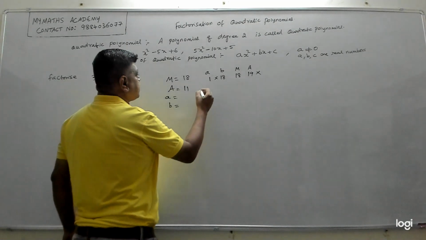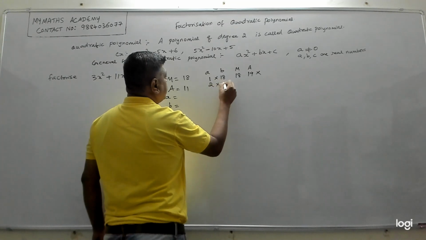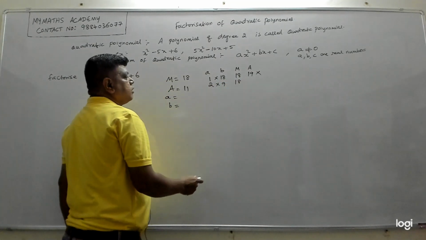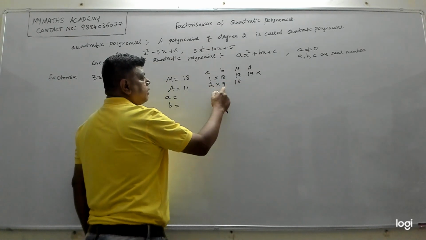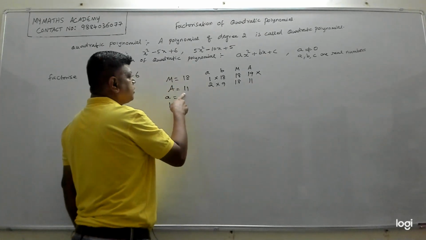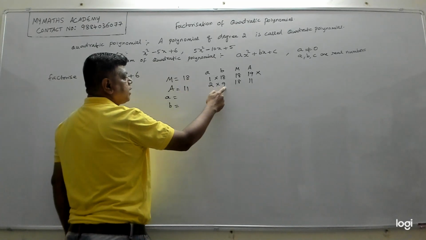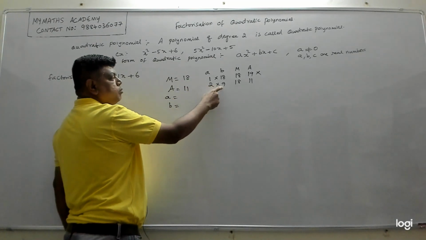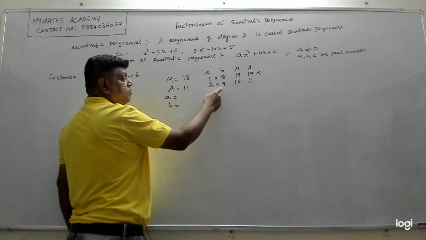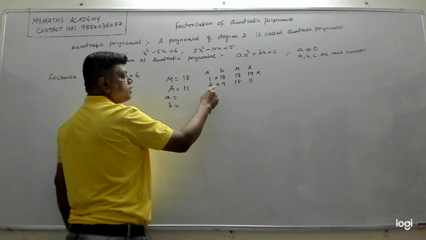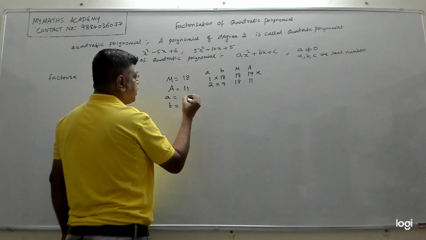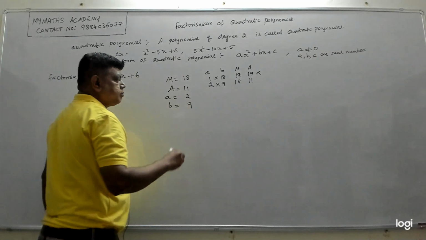Now next one is, we'll write 2 into 9. 2 into 9 also gives you 18. Now add them. What is 2 plus 9? 11. Have you got this? Yes. See, 2 into 9 gives me 18, and 2 plus 9 gives me 11. So when I multiply two numbers, I am getting 18. The same two numbers if I add, I am getting 11. So we have found the numbers. The numbers are 2 and 9. So a is 2, b is 9.